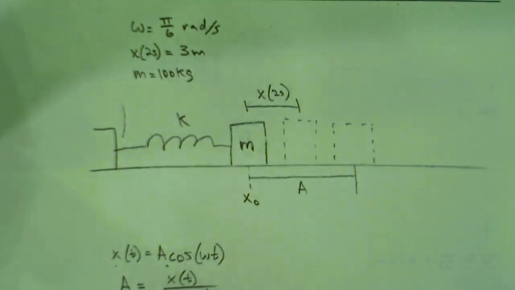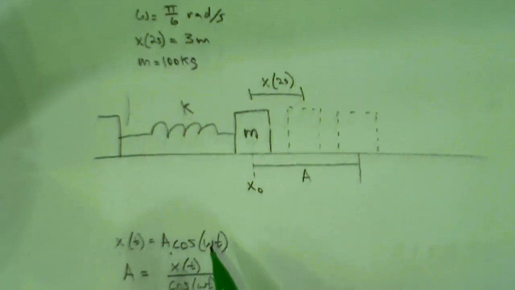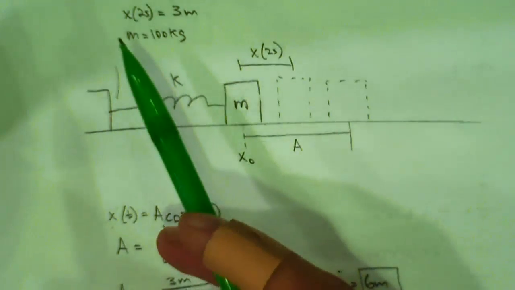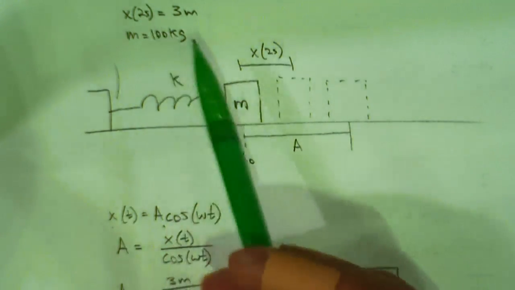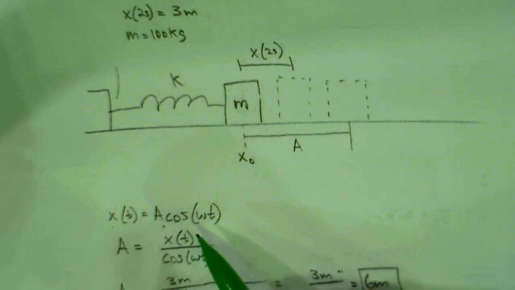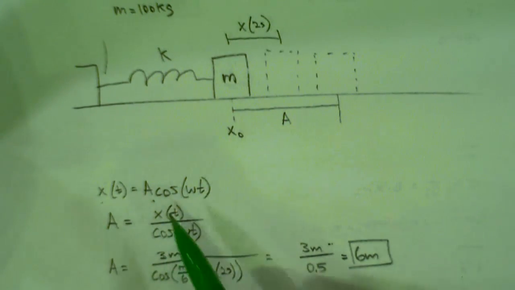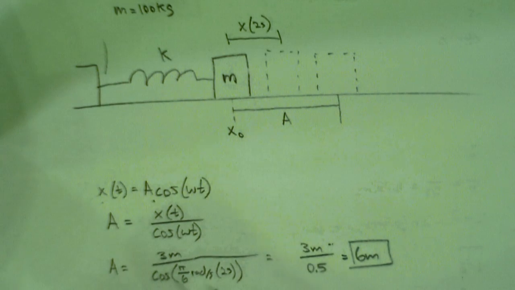So we have x of t is equal to A cosine omega t. So if we solve for A, we get x of t divided by cosine omega t. And the specific time we're given is 2 seconds. So we just plug in 2 seconds for both of the times. And we're given that the position at 2 seconds is 3 meters. So we can plug in 3 meters for x of t. And then for cosine, we have omega t. Omega was given as pi over 6 radians per second. And then we have the time as 2 seconds.